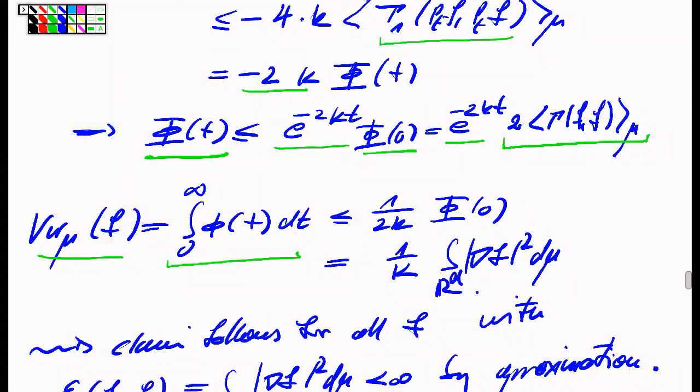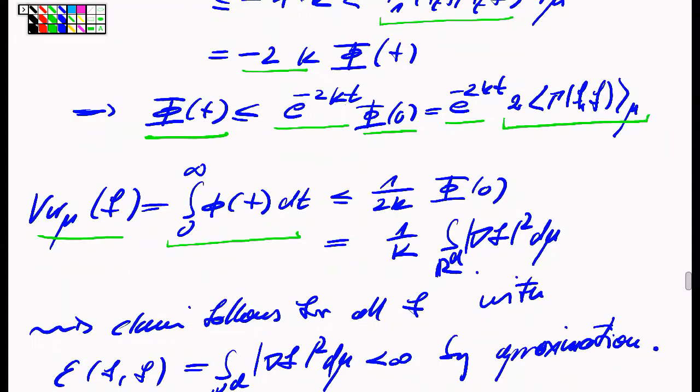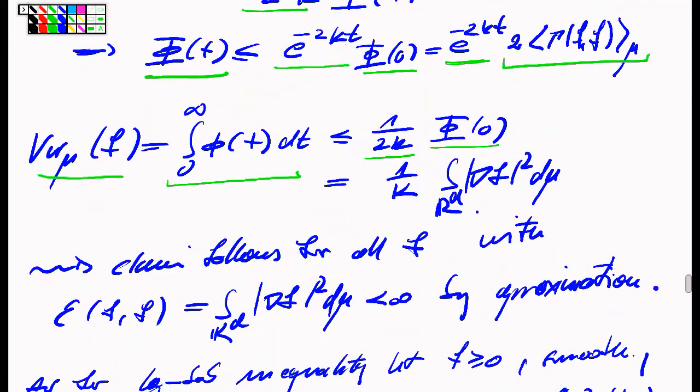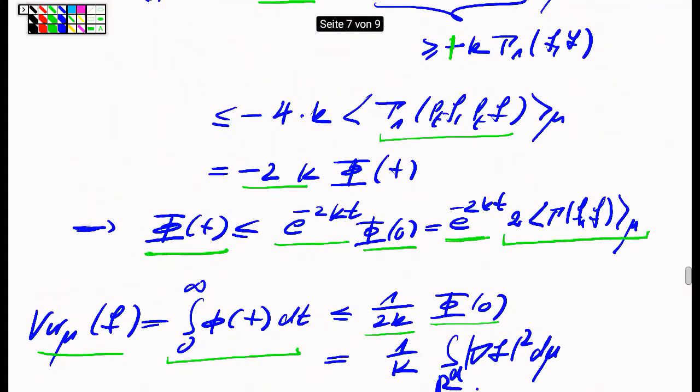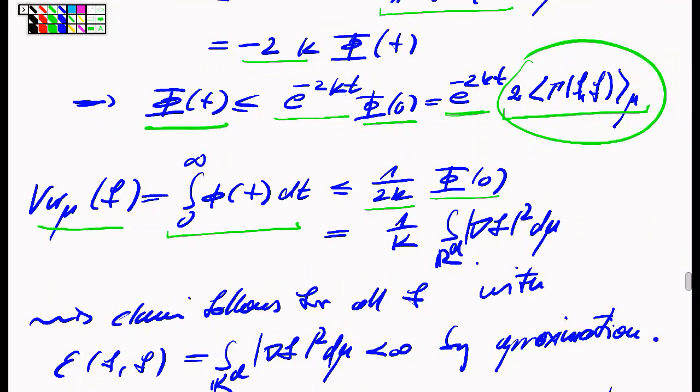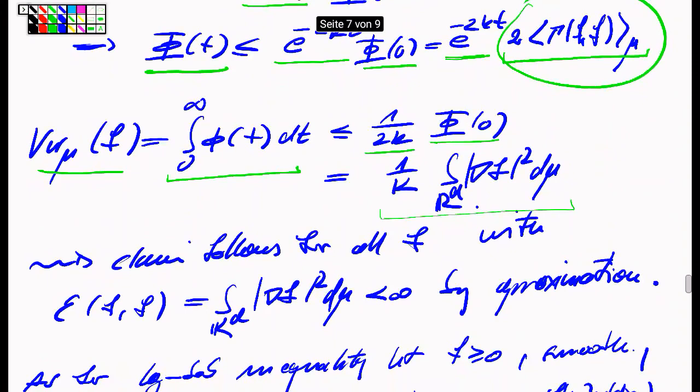exponentially decaying function. So therefore, I can insert this upper estimate into this integral and compute the remaining explicit integral, which produces a factor of 1 over 2k. But writing out again what phi of naught is, this consumes 1 factor 2, because phi of naught was exactly this value, which was this part here. So putting in this value produces exactly this bound. And therefore, my Poincaré inequality is established.